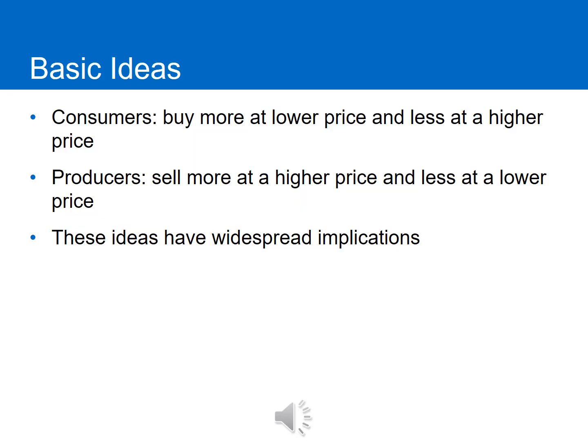Now, this section is going to have two basic ideas. The first basic idea is that consumers will buy more at a lower price, and they'll buy less at a higher price. The other basic idea is that producers will sell more at a higher price, and they'll sell less at a lower price. Hopefully these ideas are fairly intuitive, but they have widespread implications for what we're going to talk about throughout the rest of this course.